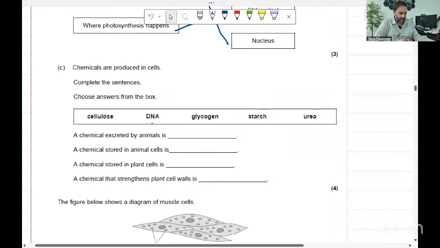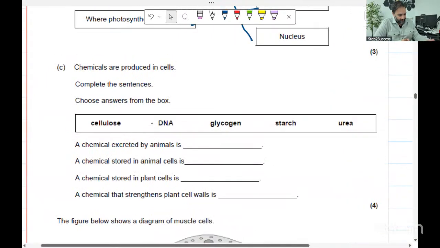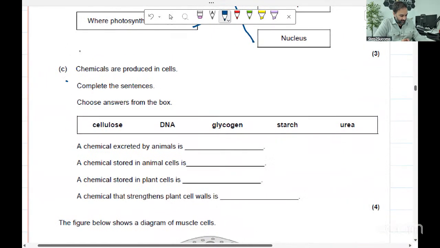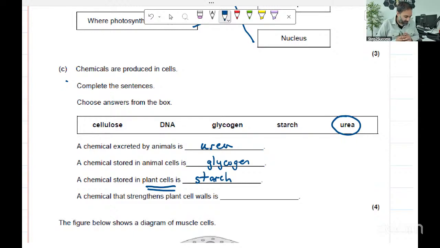I'm still on question one, aren't I? Choose a chemical produced in cells. A chemical excreted by animals. Out of these, the chemical that's excreted is probably urea. Urea is the stuff in your urine, so it'll be urea. Stored in animal cells is this stuff. You probably wouldn't know that, to be fair, so it's good to do that. When you eat sugar and it's stored in your body, it is stored as something called glycogen. Plant cells store starch. Similar thing, but different. A chemical that strengthens plant cell walls is called cellulose.